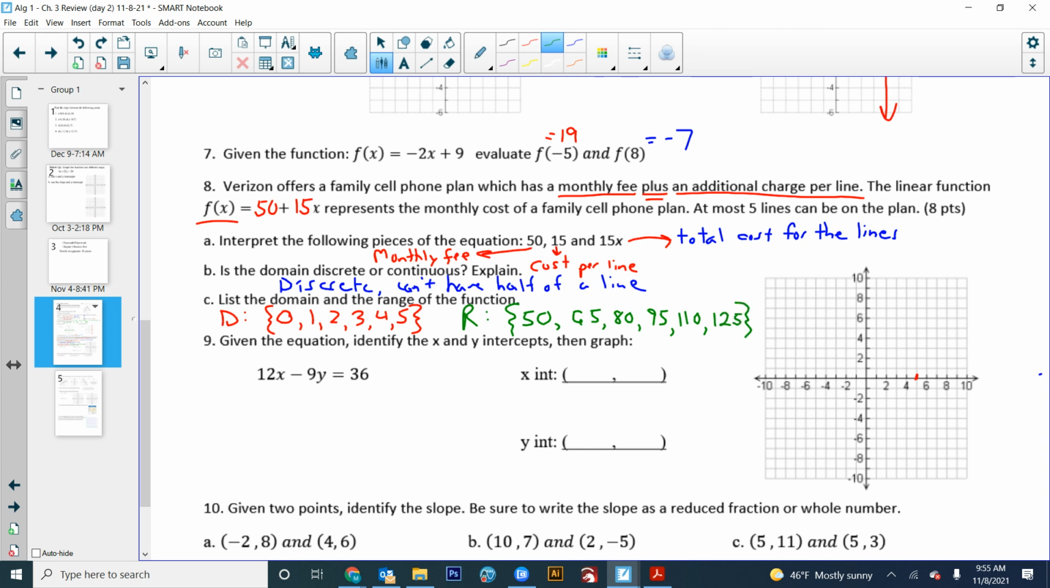What's another way to write 125? Isn't it f of 5? Isn't that the cost when there's 5 lines of service? F of 5. Do you agree? That's how you know to stop when you've done 5 lines of service. That's the range.